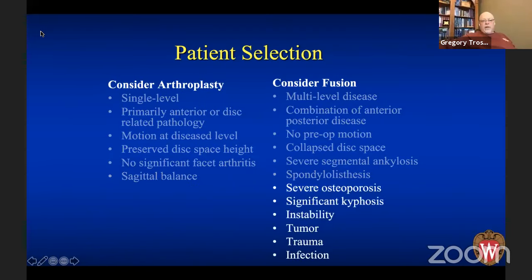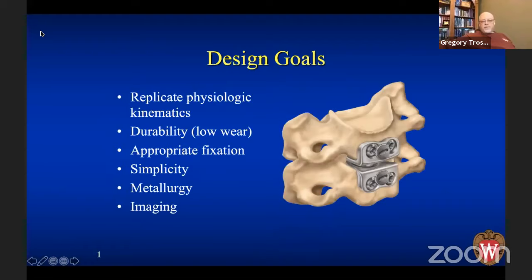And then a variety of reasons to consider fusion would include osteoporosis, kyphosis, instability, tumor, trauma, infection for the most part. Arthroplasties were designed, or should be designed, I should say, to replicate physiologic kinematics. They should move as the normal spine moves. They should be durable. They should produce low wear, since a lot of the metal ions that are in the substances used to make devices can actually be toxic in a high enough volume.